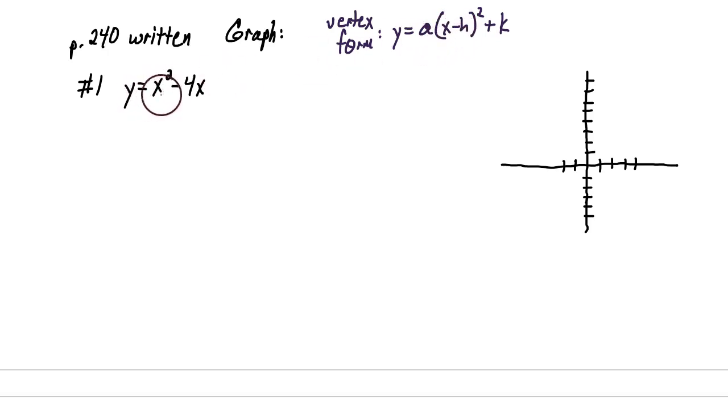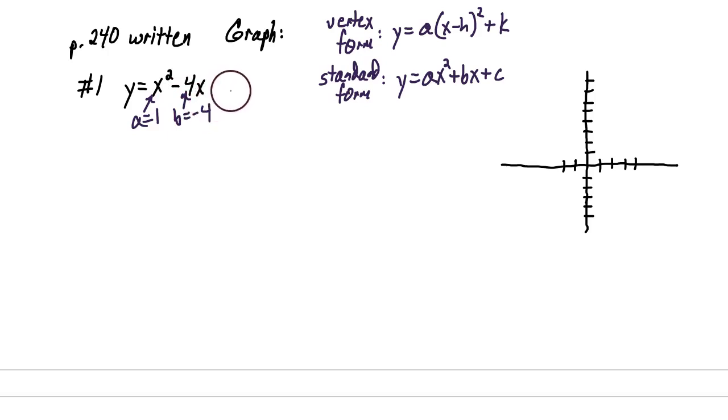Instead, we have the start of standard form. Standard form of a quadratic equation has this basic look. y equals some number times x squared plus some number times x plus some other number. We have this format here, where in front of x squared, we can see that a is 1. In front of the x, we can see that b is negative 4. And added on the end, we can see that c is just a 0.